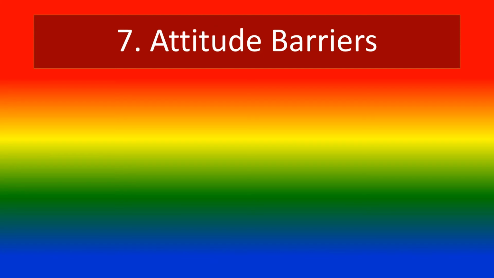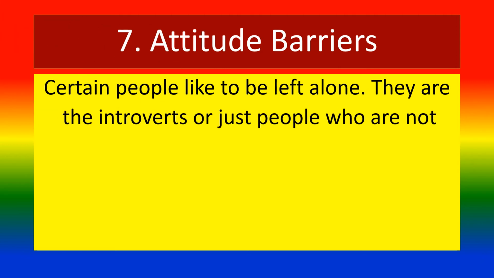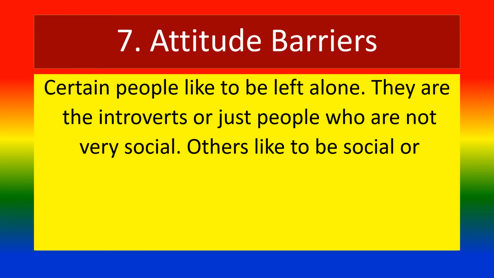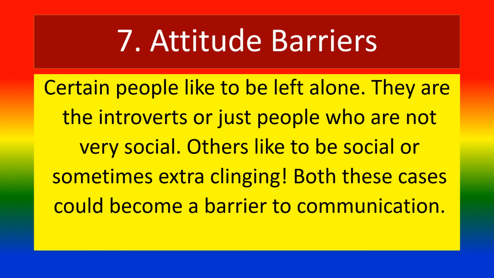Seven, attitude barriers. Certain people like to be left alone. They are the introvert personality, just people who are not very social. Others like to be social or sometimes extra clinging. Both these cases could become a barrier to communication.